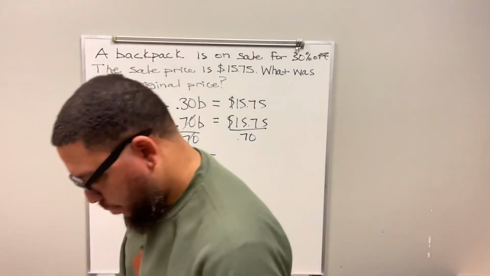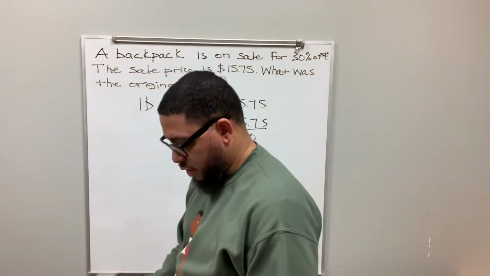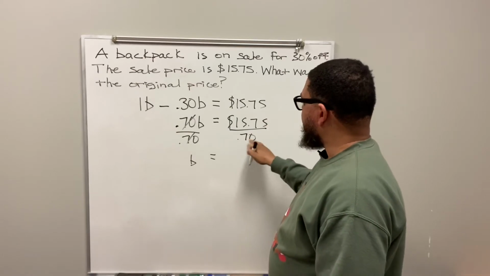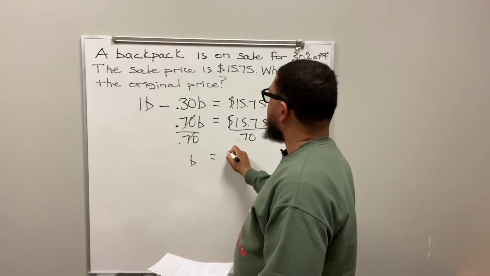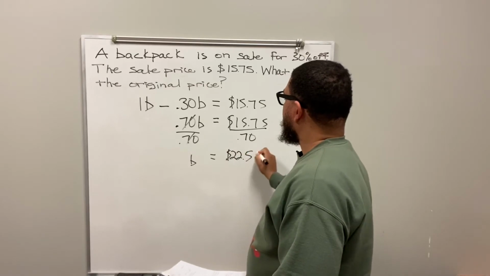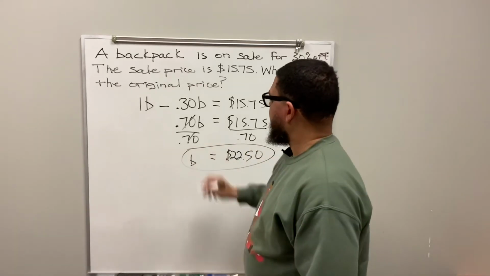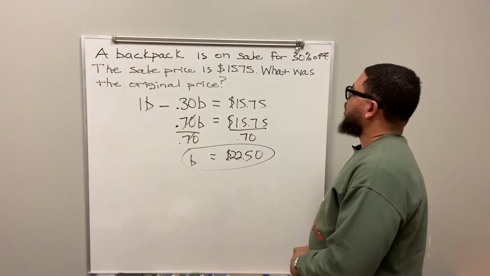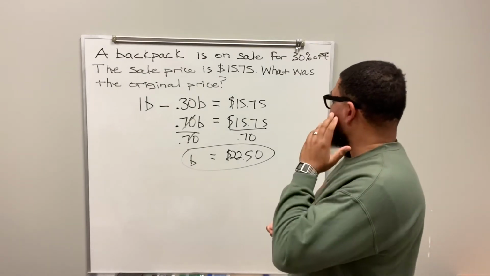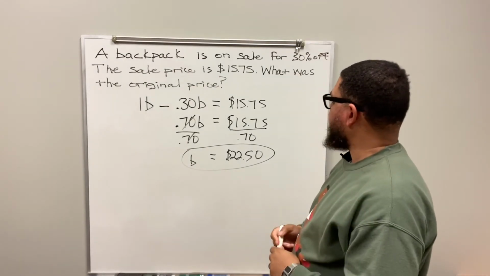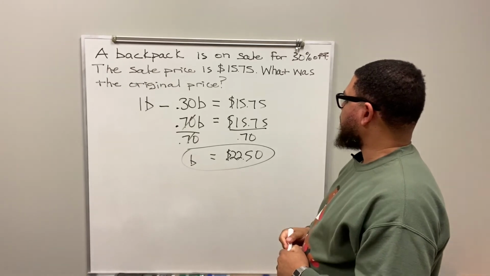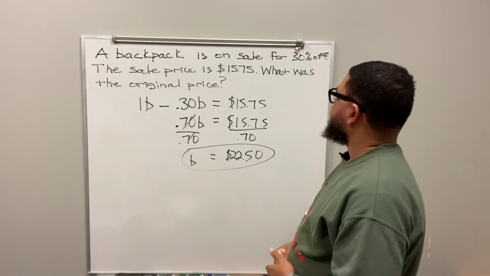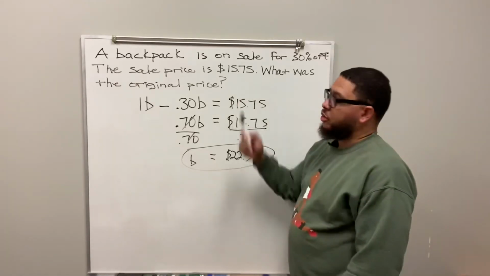And let me check my paperwork. Yeah, because I did this already. All right. So I don't need to break out the calculator. 15.75 divided by 70 cents is going to be $22.50. So that's what we're saying the original price was, right? The original price was $22.50. And that makes sense because if I figured out what 30% of $22.50 was, I would subtract that from $22.50 and it would equal $15.75.